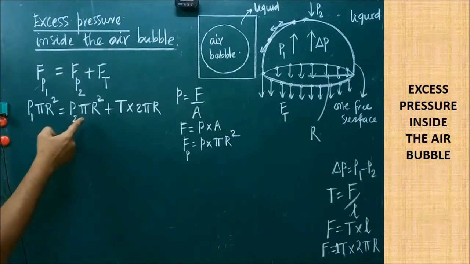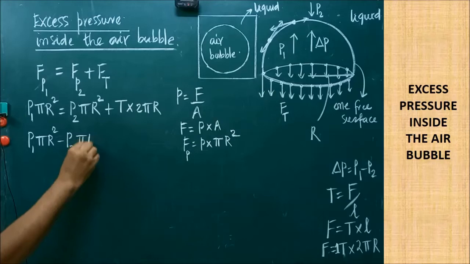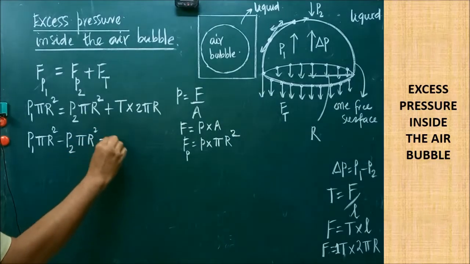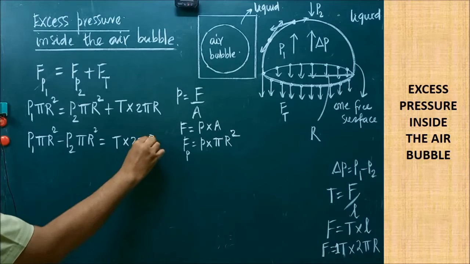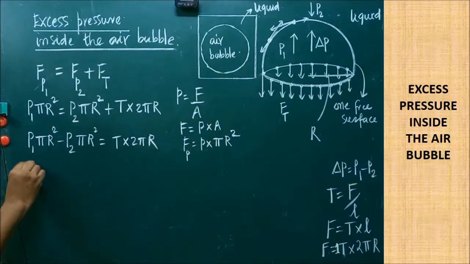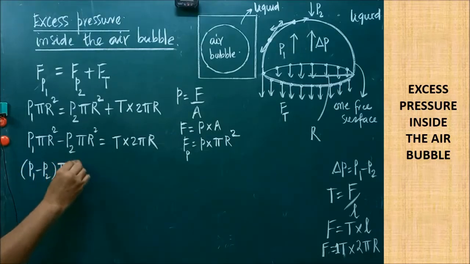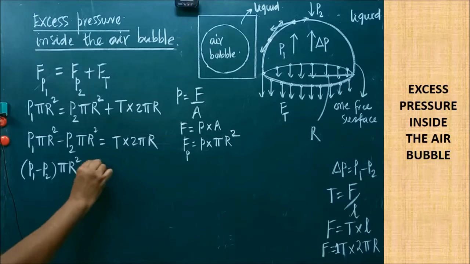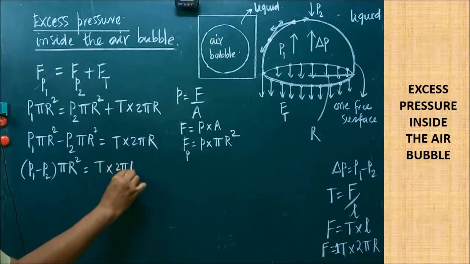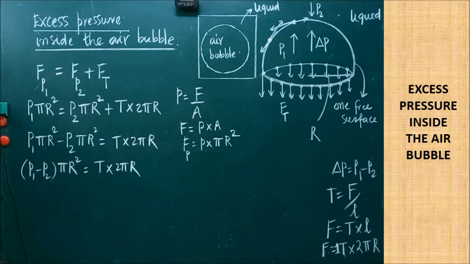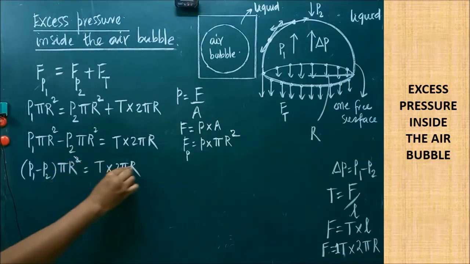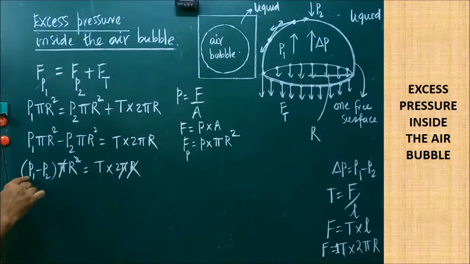Now what we have to do, bring this factor to this side: P1 pi r square minus P2 pi r square is equal to T into 2 pi r. Here P1 minus P2 can be written within the bracket. The common factor is pi r square, which is equal to T into 2 pi r. Any doubt in this? Now one r can be cancelled, pi can be cancelled. So what is the remaining thing?